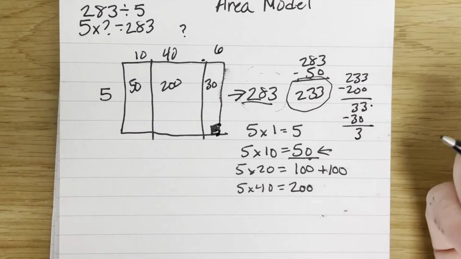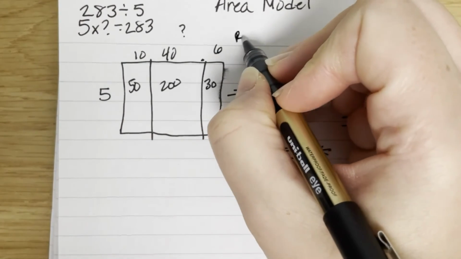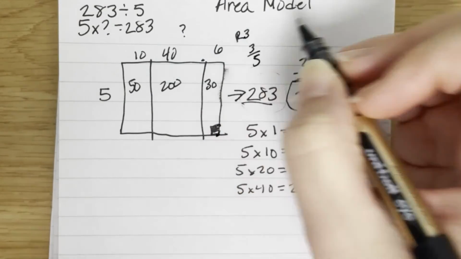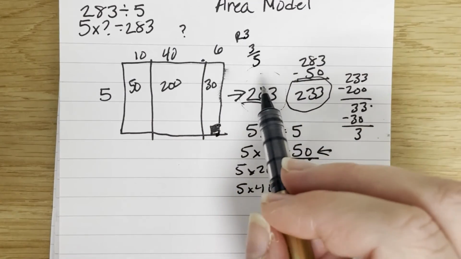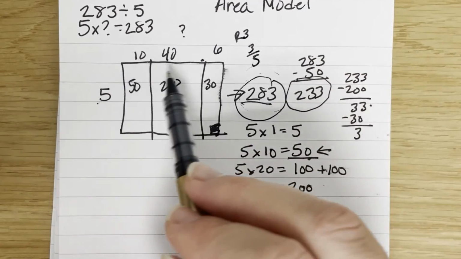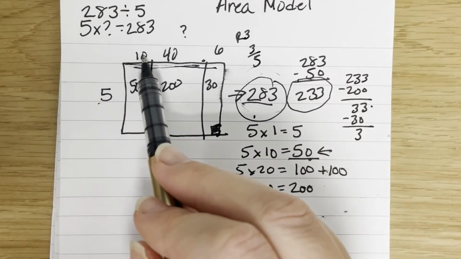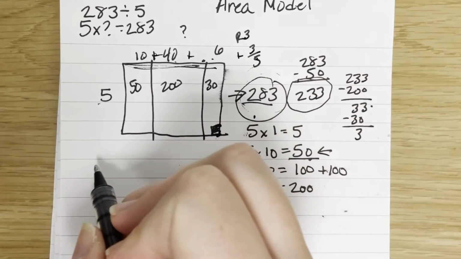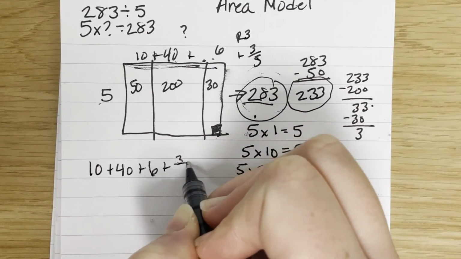You know, can we make another group of 5? No, we're dividing though. So either we have a remainder of 3 or 3/5. And that's going to depend on the context of the problem that you use. And so then you want to guide them to, okay, 5 times what is 283? Well, it's all of these added together. So we get 10 plus 40 plus 6 plus 3/5.